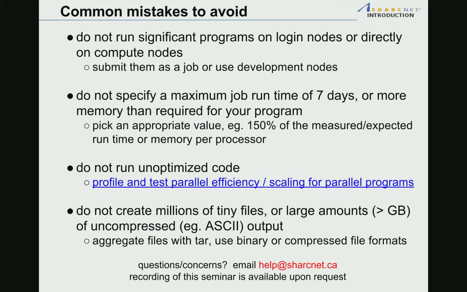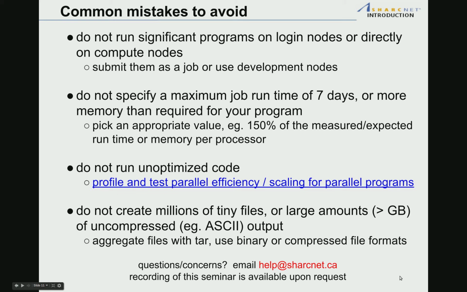Do not create millions of tiny files or large amounts of uncompressed, for example, ASCII output. Instead of generating many files or unoptimized files, you can aggregate files with tar or dar, or use binary or compressed file formats. This will reduce the number of files as well as the size of data on the clusters and file systems. Of course, if you have any questions or concerns, an easy way to contact us is through help@sharcnet.ca. This is the same as submitting a help ticket through the portal.